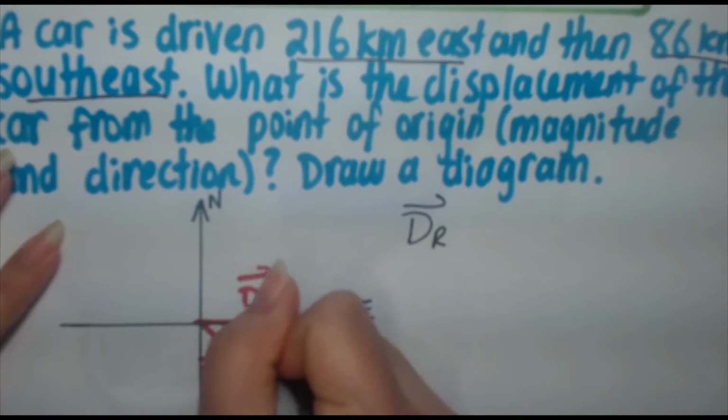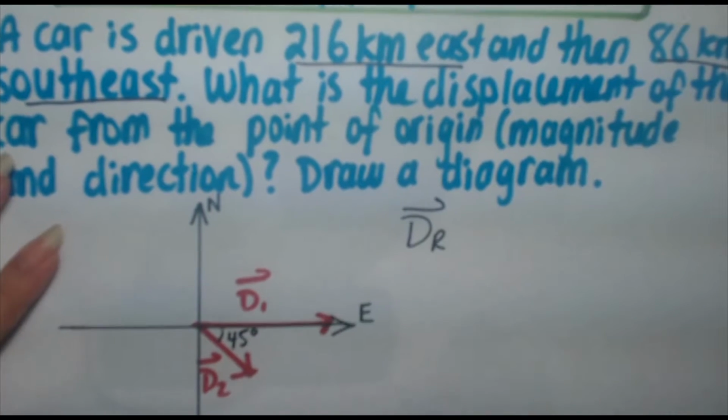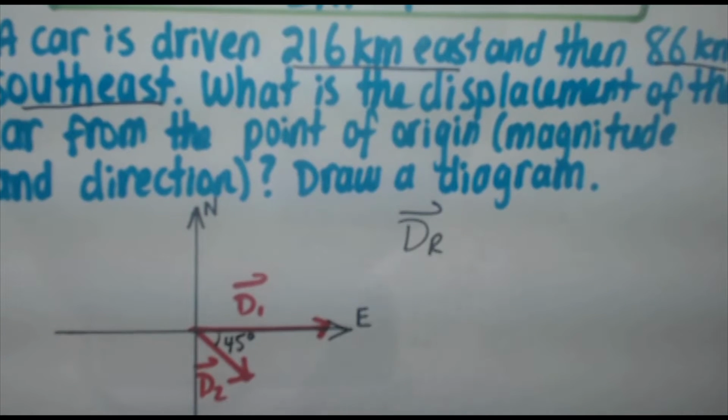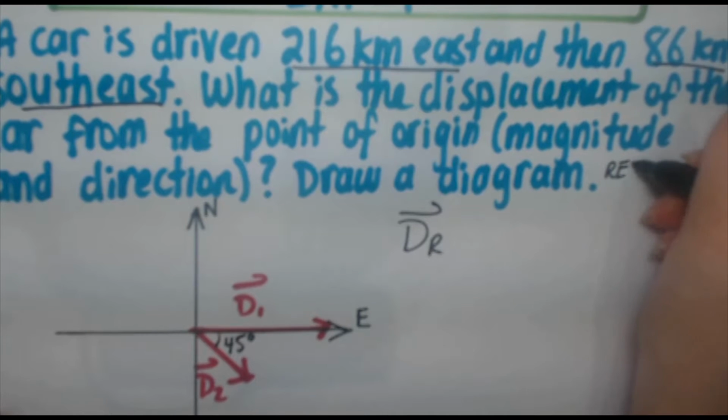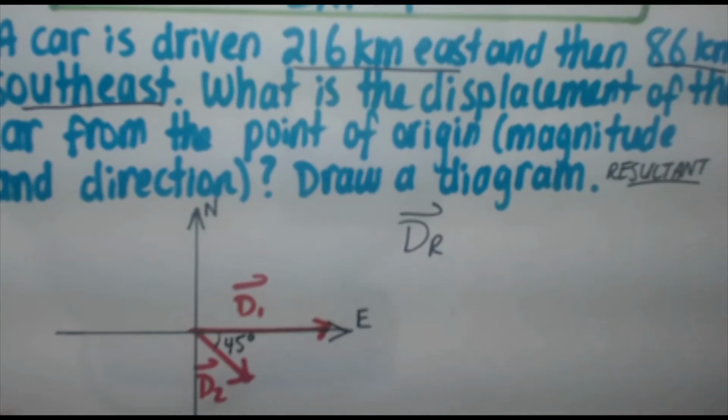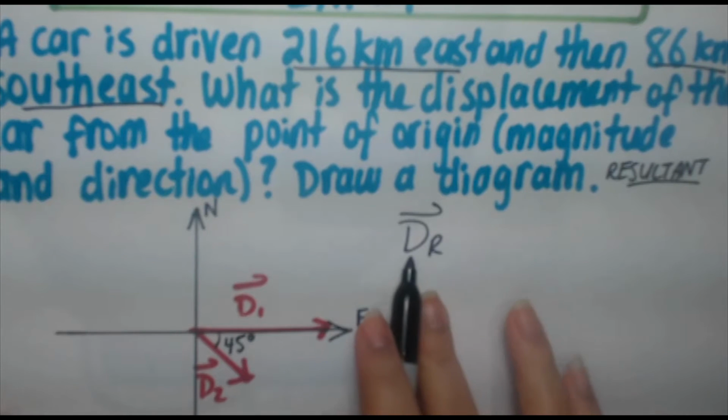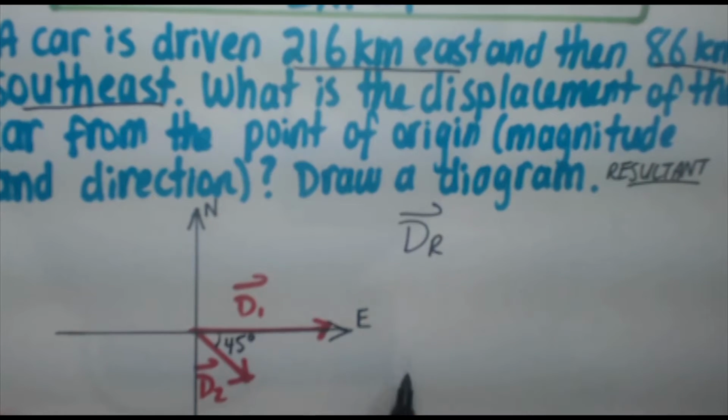Okay, so I'm going to go ahead and label that. That's 45 degrees. And what we've been asked to find is the displacement of the car. So the overall displacement after D1 and D2. Now in vector language, we call that the resultant. So the resultant is for the ending of different motions. And we're going to represent that as dR, resultant displacement.